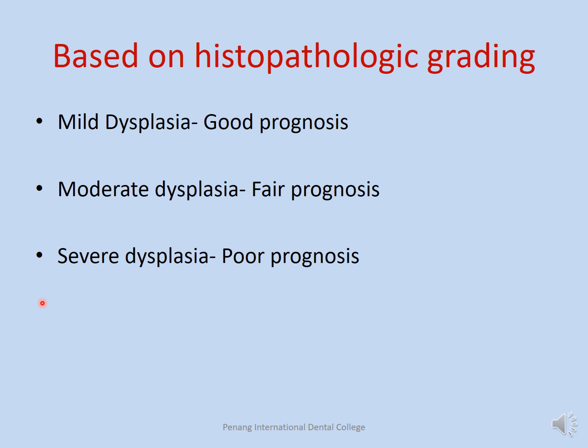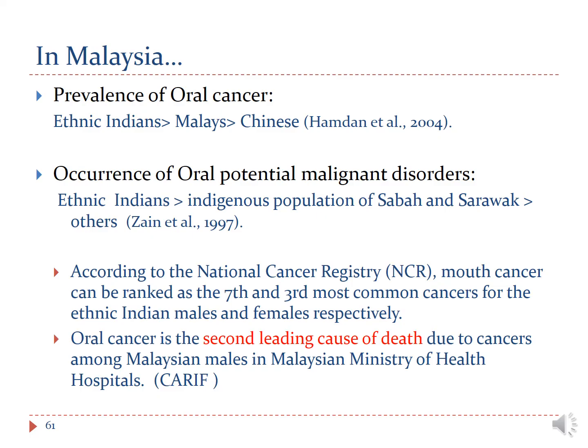Whereas moderate and severe epithelial dysplasia have fair and poor prognosis, because the genetic damage that has taken place because of the exposure to carcinogens is more than that in mild dysplasia, and there is a fair risk of malignant transformation. So, to give you a perspective, in Malaysia, the prevalence of oral cancer is very high among ethnic Indians, followed by Malays and then Chinese.